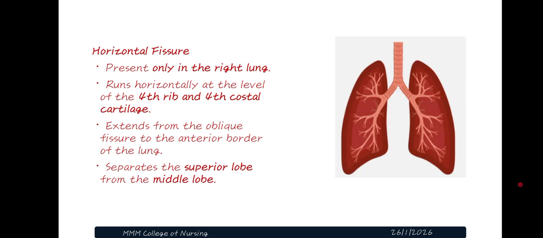And horizontal fissure, it's present only in the right lung, runs horizontally at the level of the fourth rib and fourth costal cartilage. It extends from the oblique fissure to the anterior border of the lung. It separates the superior lobe from the middle lobe.